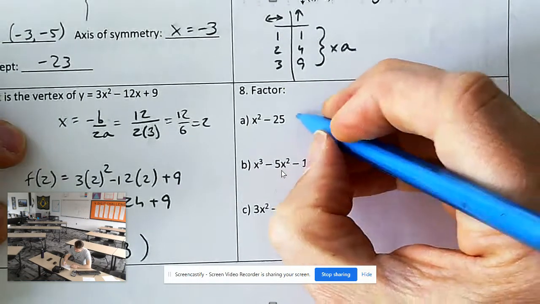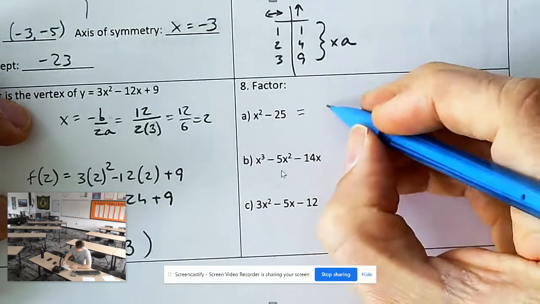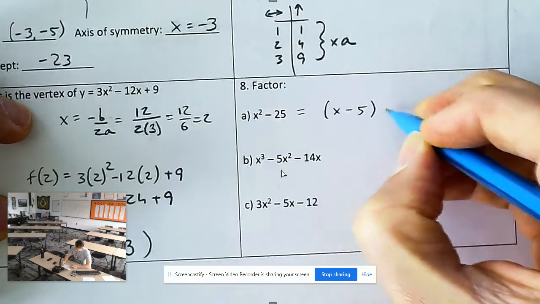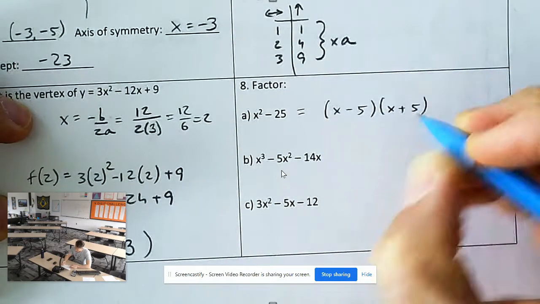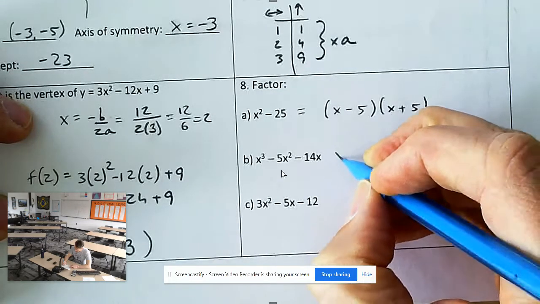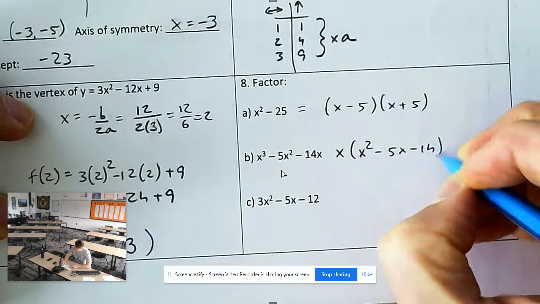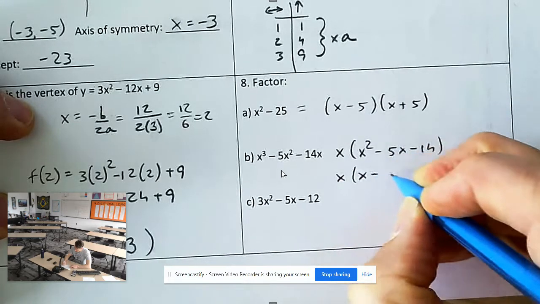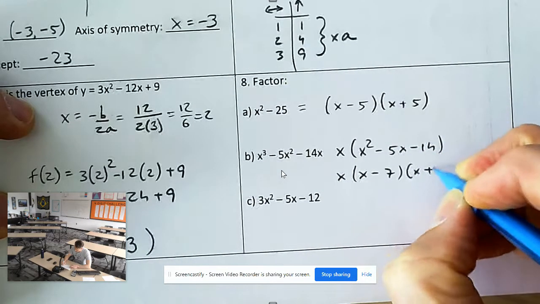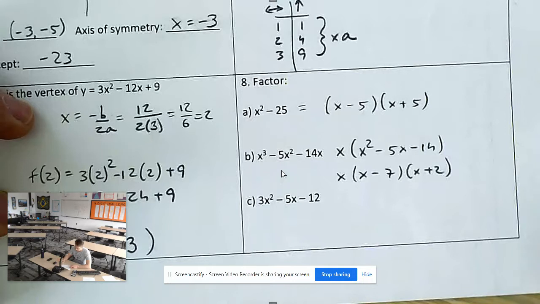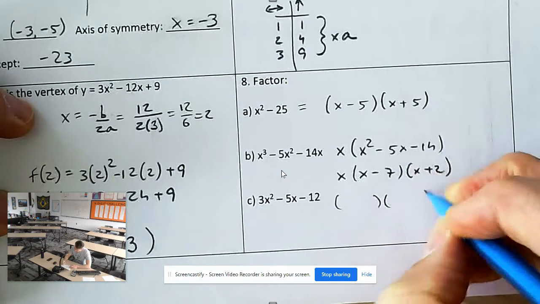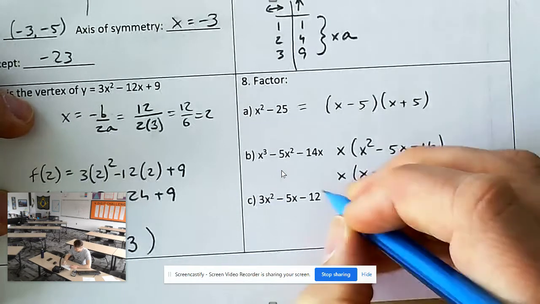Factor, oldies but goodies here. So we talked about this one last chapter, so I'm just going to make this part quick. Here are the answers that you should have had. Let's see, I can take out an x first, and then find two numbers that add up to 5 and multiply out to negative 14. This one here, I'm going to have to guess and check, or split the middle. I'm going to guess and check again.